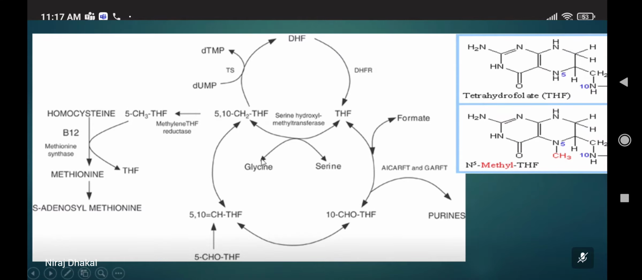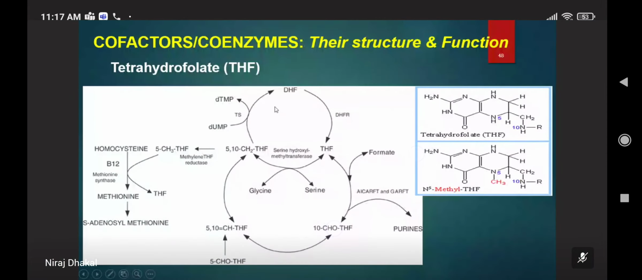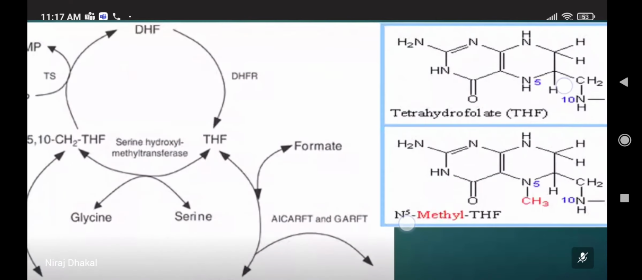So in this way, during the conversion of serine to glycine, again tetrahydrofolate is involved. Serine to glycine, formation of methionine, formation of thymidine, formation of purine. So in all these reactions, tetrahydrofolate is required. You will study in more detail when you deal with individual metabolic processes, how this tetrahydrofolate participates in synthesis of these kinds of substances.